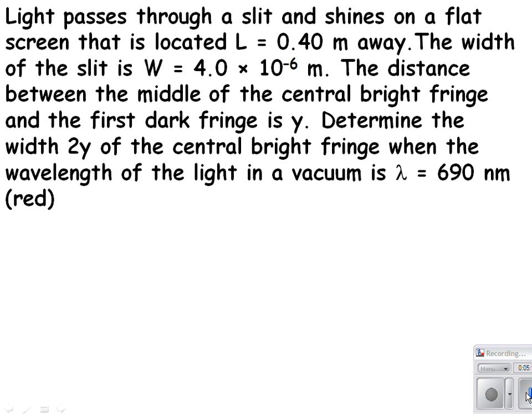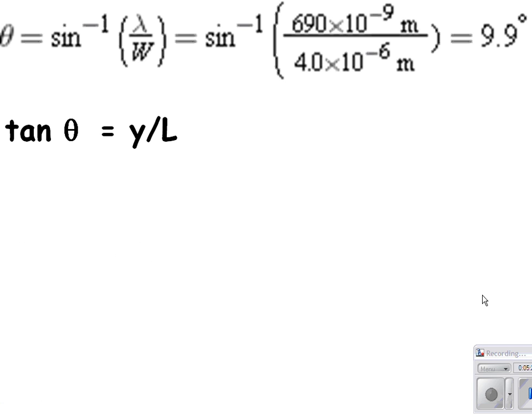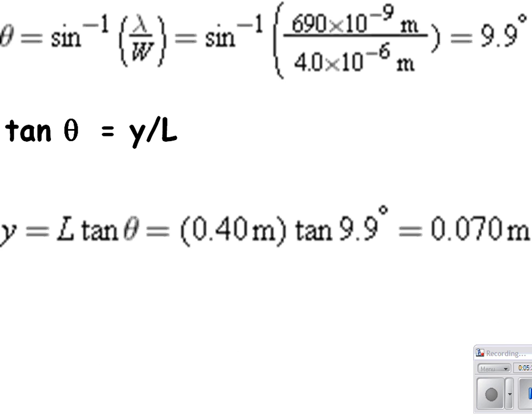So pause the video and see if you can find this. We start off by finding the angle. Theta equals inverse sine of lambda over W, and that gives us about 9.9 or 10 degrees. Then you plug in that angle to tan theta equals y over L. Solving for y, we end up with 0.07 meters, and then you want to double that to get the width of the central bright fringe, to get 0.14 meters.